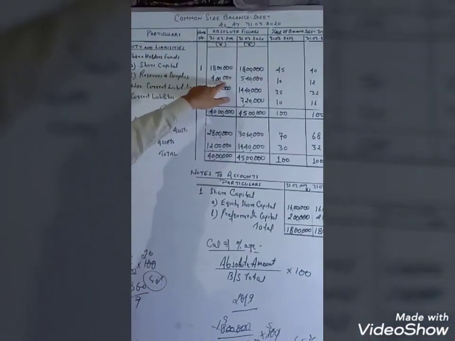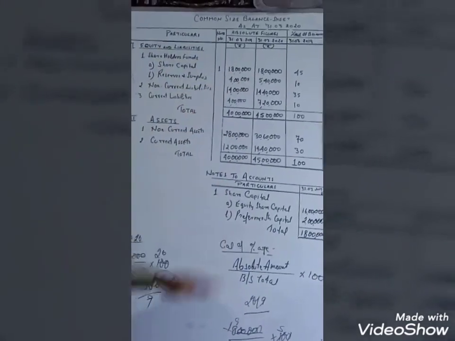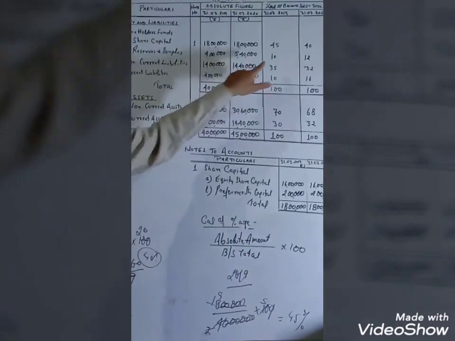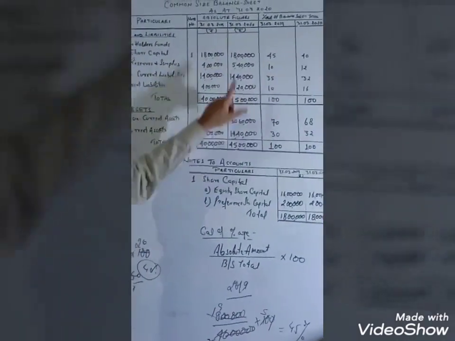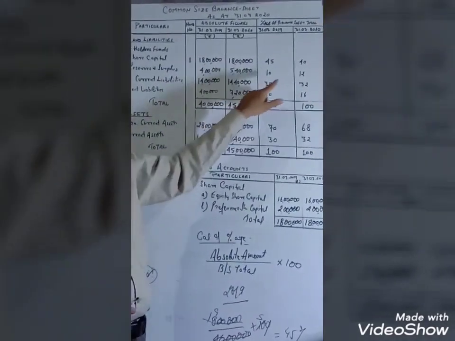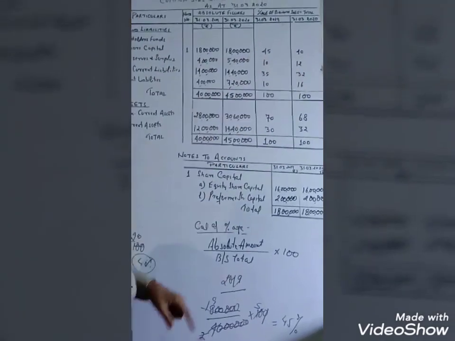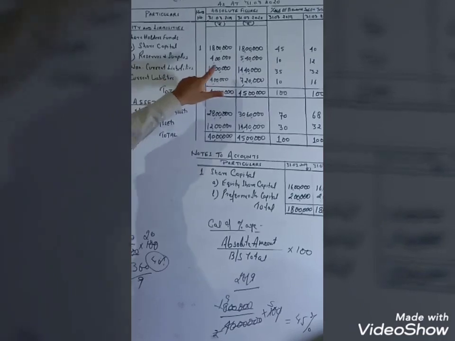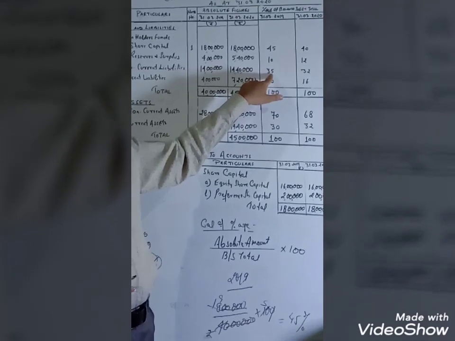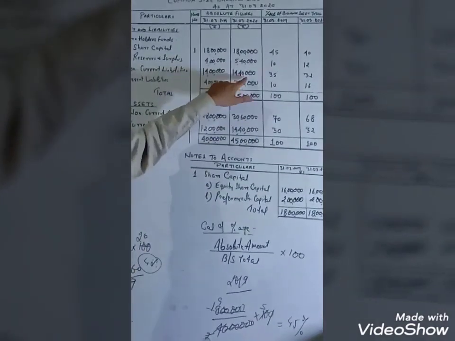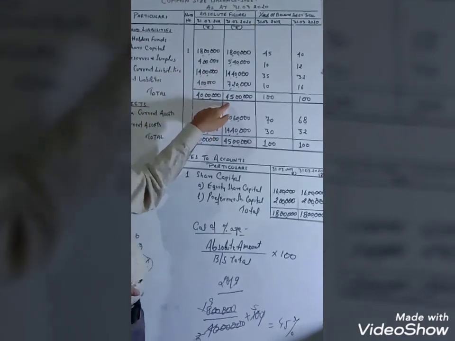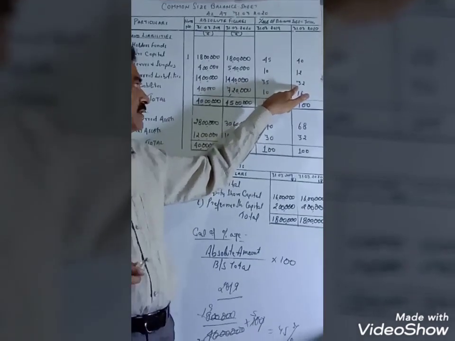Now second is reserves and surplus. In the year 2019, 4 lakh divided by 40 lakh multiplied by 100 works out to 10%. For the year 2020, 5 lakh 40,000 divided by 45 lakh multiplied by 100 works out to 12%. Non-current liabilities: 14 lakh divided by 40 lakh multiplied by 100, you will get 35%. For 2020, 14 lakh 40,000 divided by 45 lakh multiplied by 100, you will get 32%.